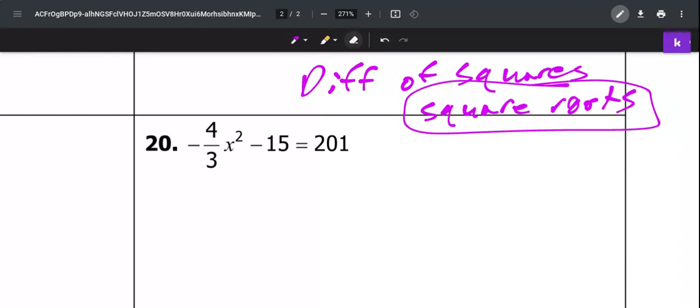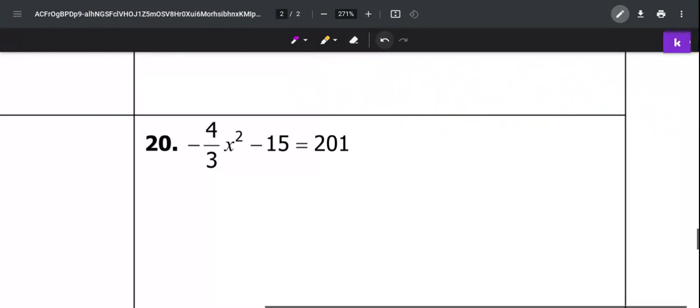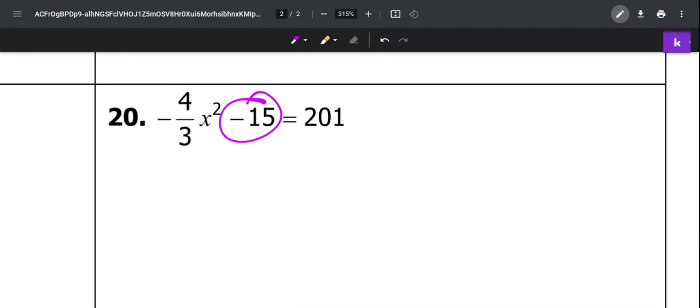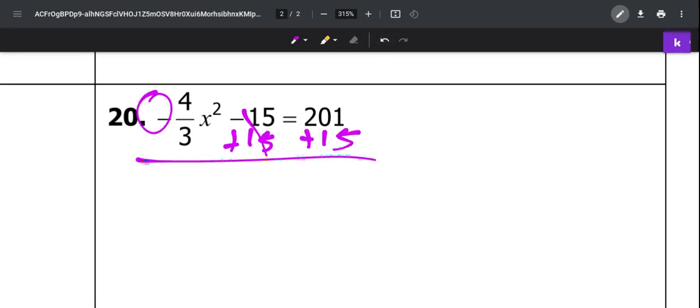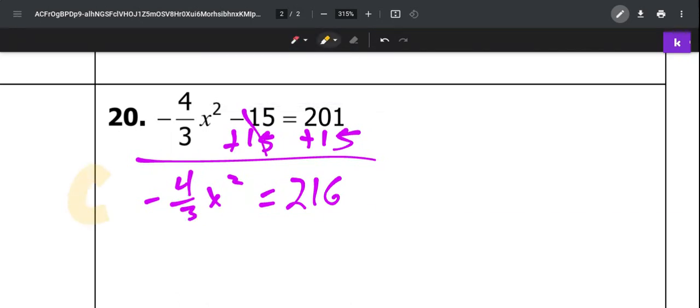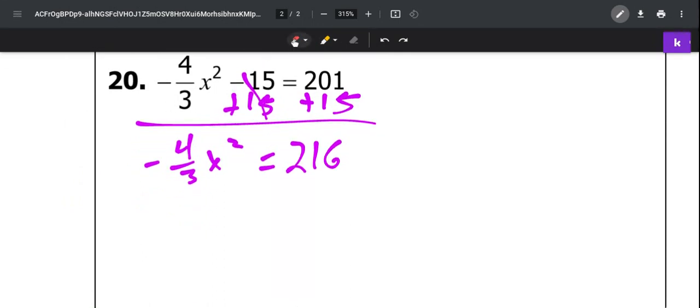So now here's what that means. I want to isolate x squared. So I need to get rid of minus 15 by adding 15. Then I need to get rid of this negative 4 over 3, but we'll do that in a minute. So negative 4 over 3 x squared equals 216. Then to get rid of this negative 4 over 3, I multiply by the reciprocal. So you have to remember to do that.